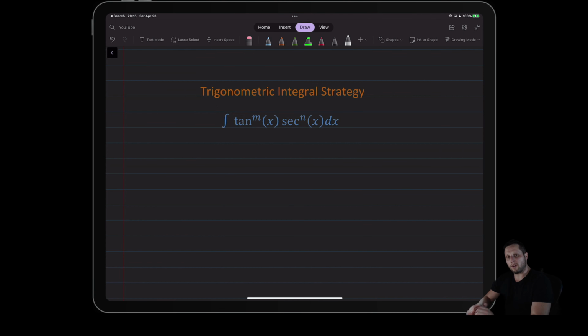In this video, we are going to look at a strategy for solving trigonometric integrals involving powers of tangent and secant. There's going to be two little tips here.